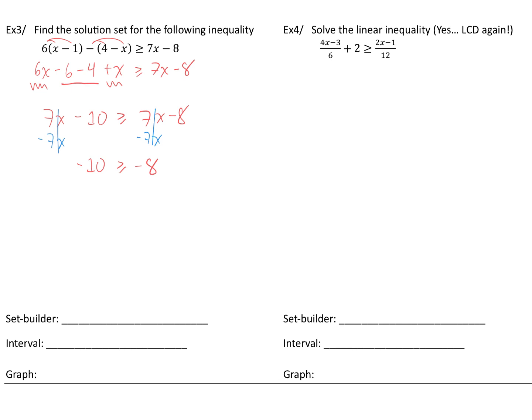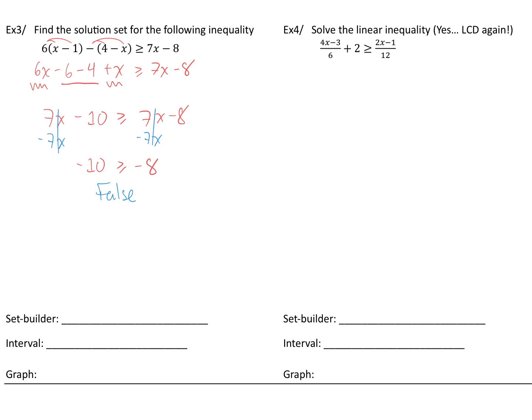Well, if all of the variables drop out of an inequality, it's sort of the same thing that happens when all of the variables drop out of a linear equation. We just have to look at this and determine whether or not it is true. -10 is greater than -8 is what I see here. And this is in fact false.